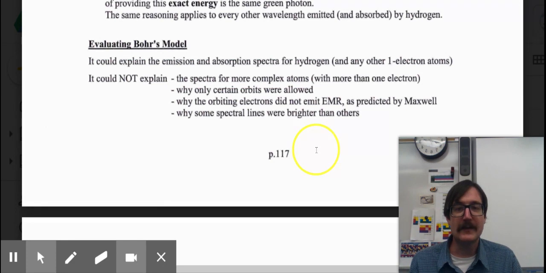And why some spectral lines were brighter than others, and how you can actually split the spectral lines with a magnetic field. It's called fine structure. All right, we'll do some questions on the next page.